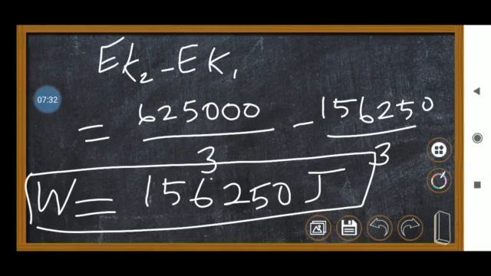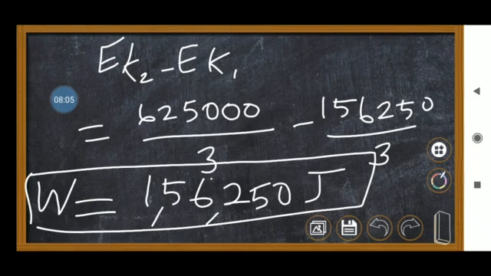Okay students, understood? This is your final answer, 1,56,250 joule. Just don't get confused. When they ask to find the work done on a moving object, you have to consider the change in kinetic energy, which is equal to the work done on the object. So you find the kinetic energy values and subtract, and that is what they call the change in kinetic energy.